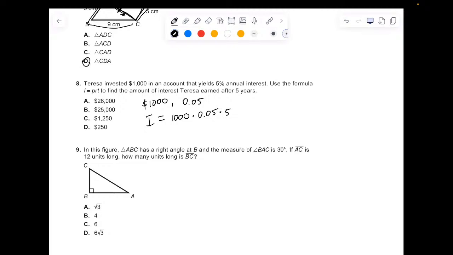So we have 5,000 times 0.05, and that's going to be equal to 250. That is an answer. Does it make sense? I think it does.